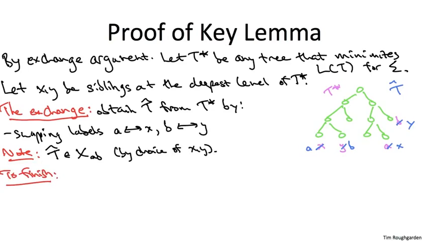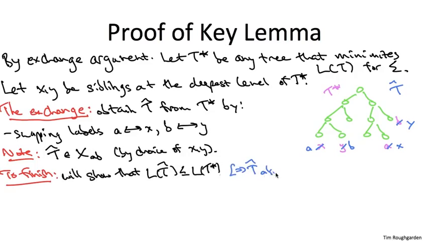So to finish the proof, we're going to show that the average encoding length of T hat can only be less than that of T star. Since T star was optimal, that means that T hat has to be optimal as well. Since it also satisfies the desired property that A and B are siblings, that's going to complete the proof of the key lemma, and therefore the proof of the correctness of Huffman's algorithm.